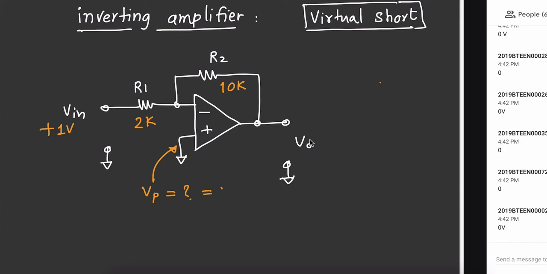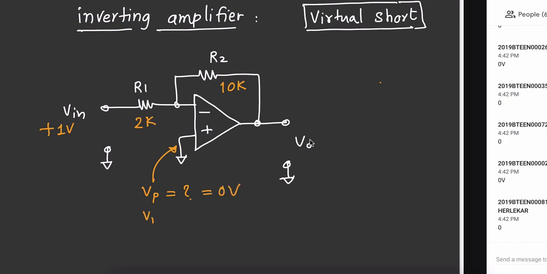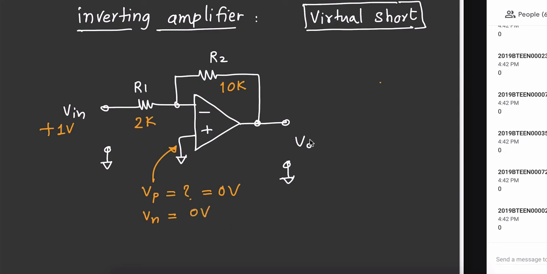Zero. What will be Vn? 0. Okay, Vn will be 0. And if the Vn is 0, यानी कि यहाँ 0 है, and this is positive.